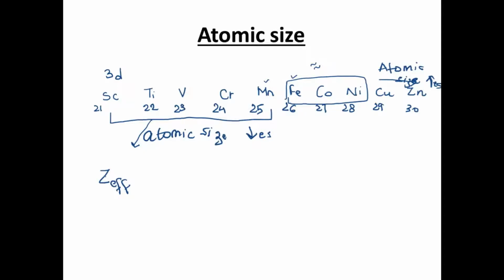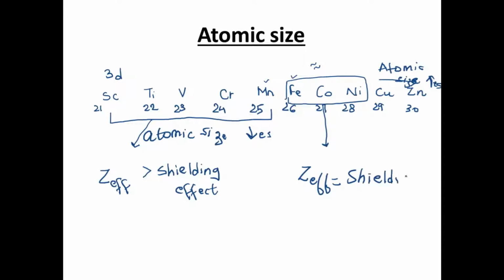So Z effective means effective nuclear charge is increasing, and that is greater than the shielding effect. The repulsion between the electrons is also offered, but in this case, the shielding effect is more than the nuclear charge. When we go from manganese to iron, or when we talk about iron, cobalt, nickel, this triad, why is the atomic size the same? Because the effective nuclear charge is almost equal to the shielding effect.